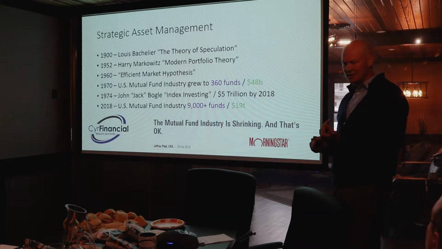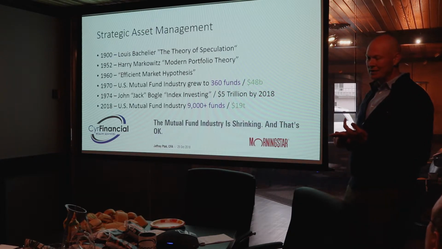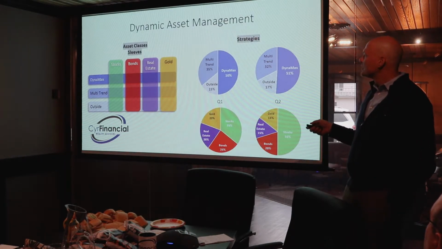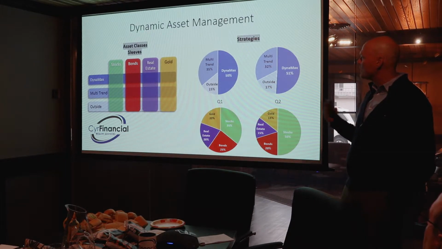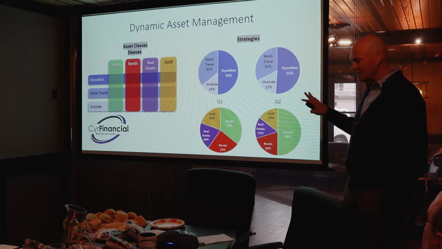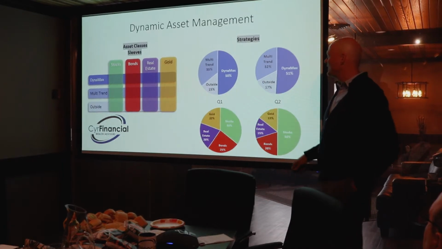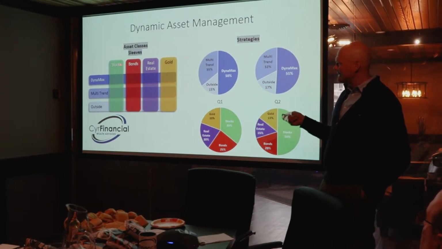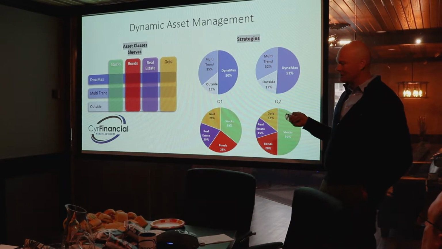One is expenses, one is underperformance, but what we're talking about here today is another reason: there's a lot of new research coming out that says this strategic asset management doesn't make sense. So we're going to talk about the opposite of that now, dynamic asset management, which is what we follow. There's additional colors here. I like to use colors. I like to point. You can see that there's still the same building blocks, stocks, bonds, real estate, gold, etc.